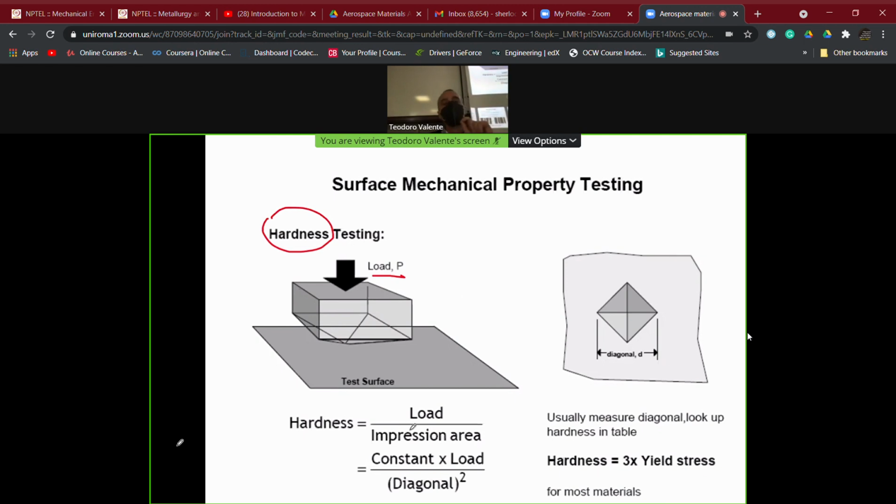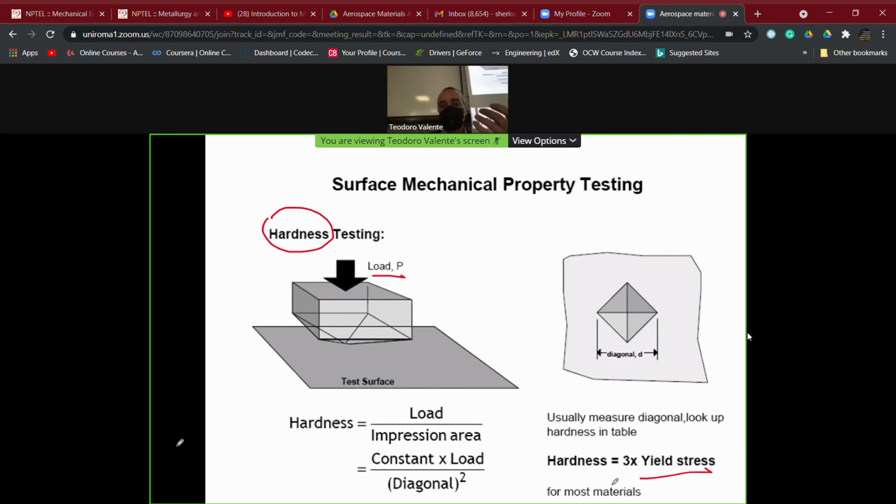And usually for a series of materials, especially for metallic, very well known metallic alloys, hardness and yield stress of the materials are always in relationship, because we have a higher hardness value if the plastic deformation is lower. That means the impression area is lower. That means that the yield stress is higher. So we have a direct correlation between hardness and yielding strength of the materials.